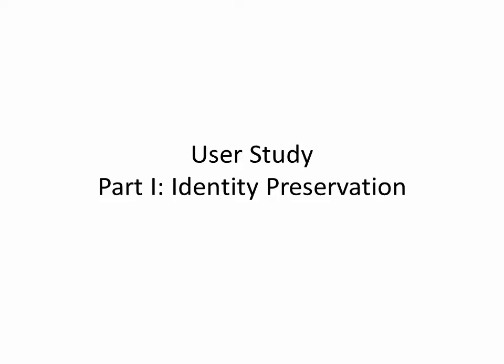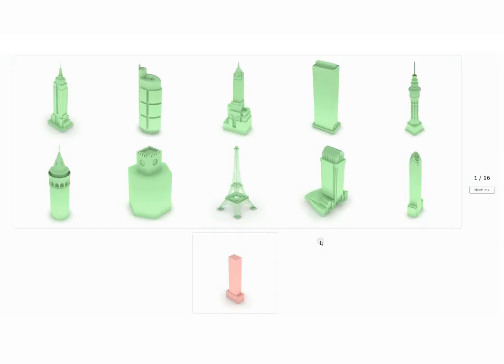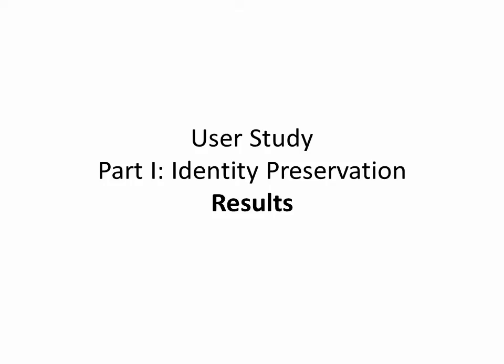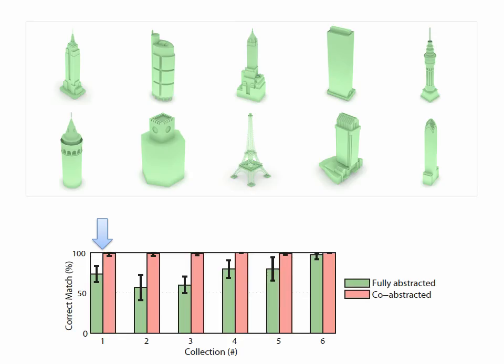We ran a user study to test two key aspects of our method: identity preservation and mutual consistency. For identity preservation, participants are asked to match a given abstraction to the correct original model. 6 different model collections are presented in 2 phases, once using co-abstracted models and once using fully abstracted models. This test measures how accurately and how fast the participants can do these matchings.